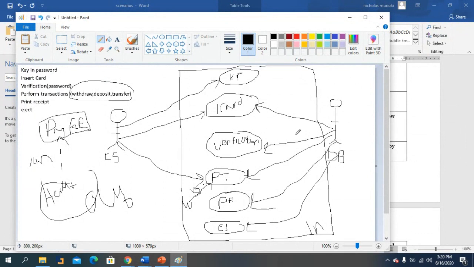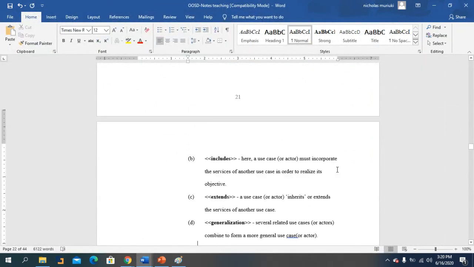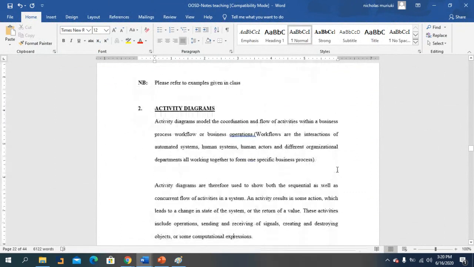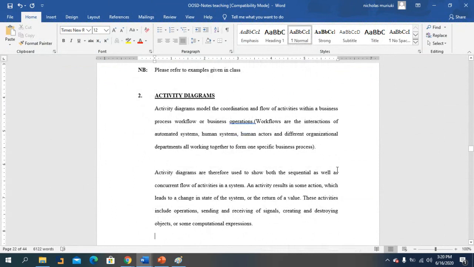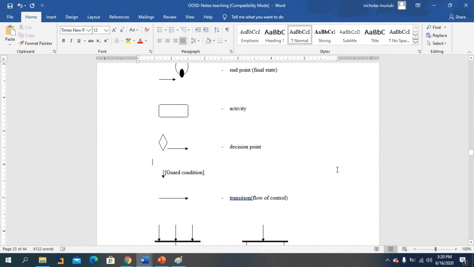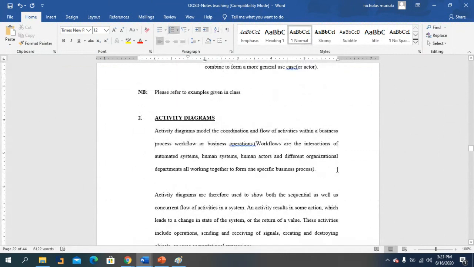I want to go directly to the activity diagram, which is another part of the behavioral diagrams. With these behavioral diagrams, maybe we can understand the activity diagrams. They work the same as the use case, but what changes is how we present them. Here, we are looking at the flow of activity from one point to another. How does this activity flow?